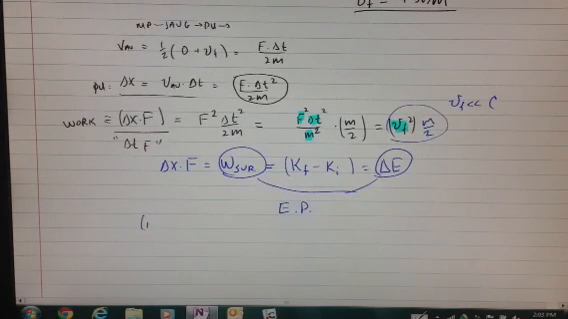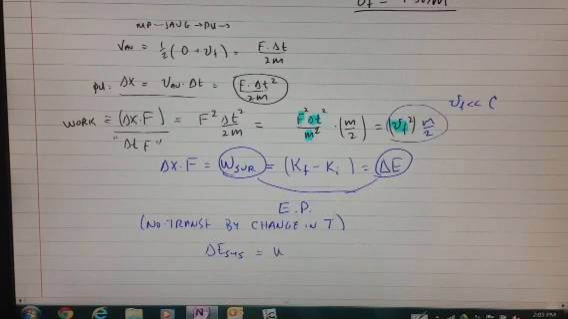So when there is no transfer by a change in temperature, then the change in the energy of the system is equal to the work that is done by the surroundings. And that is our second big principle that we're going to use a lot, the energy principle.